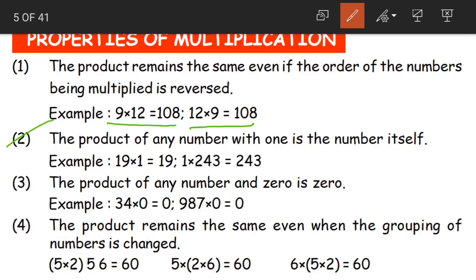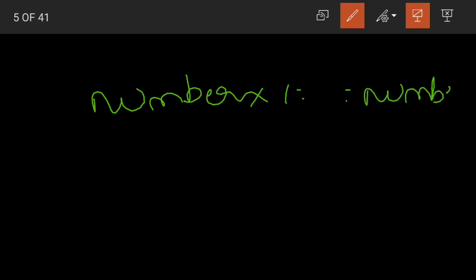Next, coming to property number 2. The product of any number with 1 is the number itself. Example, 19 into 1 is equal to 19. 1 into 243 is equal to 243. Yes, what are they saying? Whenever we multiply a number with 1, then the answer will be the number itself. There will be no change in the answer.